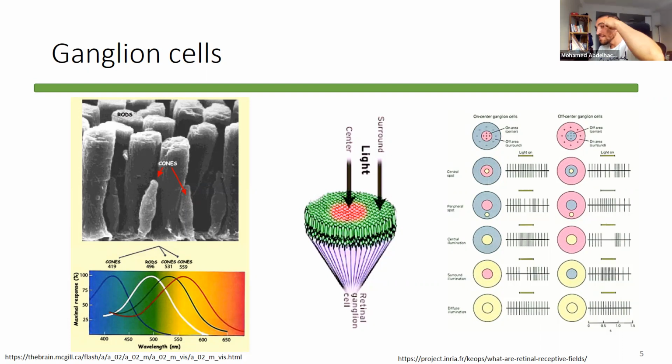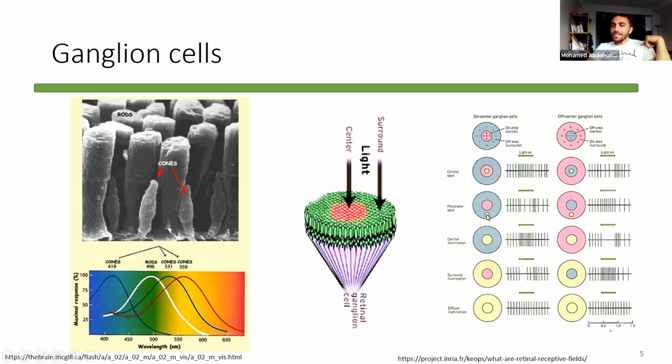Think of the distance between the back of your eye and the LGN in the middle, and next the primary visual cortex. These cells come in different types with very interesting characteristics. One of them is on-center and off-center. If you shine a light in the middle, you're going to get a really strong response.